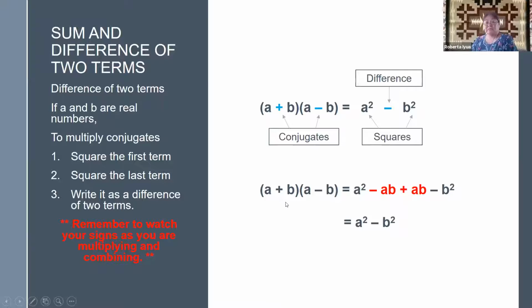Here I worked it out for you with the FOIL method: a squared, the outer terms, negative ab, your inner terms, plus ab, and then your last term will be a negative b squared. The middle terms go away because they subtract from each other, and you're left with a squared minus b squared.